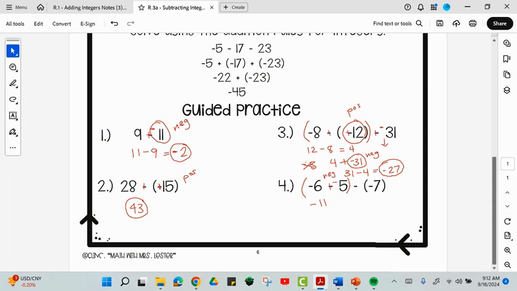And then I'm going to bring down this part, but I'm going to change it first. So I have plus, plus. So I have negative 11 plus 7. And again, these are different signs. Negative 11, the 11 is bigger than 7. So my answer will be negative. And then I'm going to subtract 11 minus 7. And that's going to give me 4. And my answer is negative. So I have negative 4 for my answer.